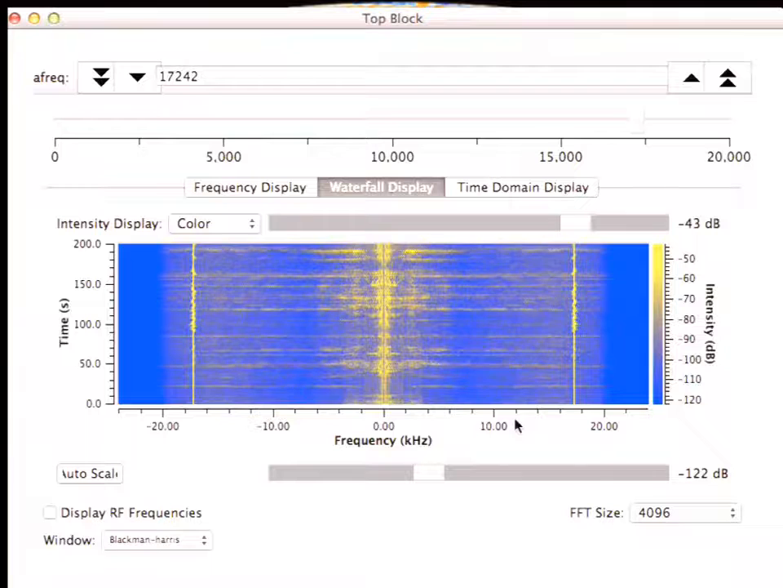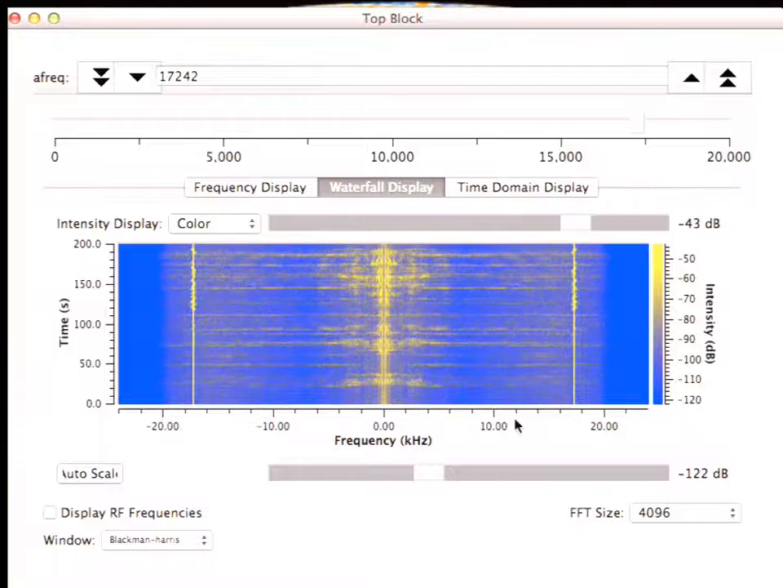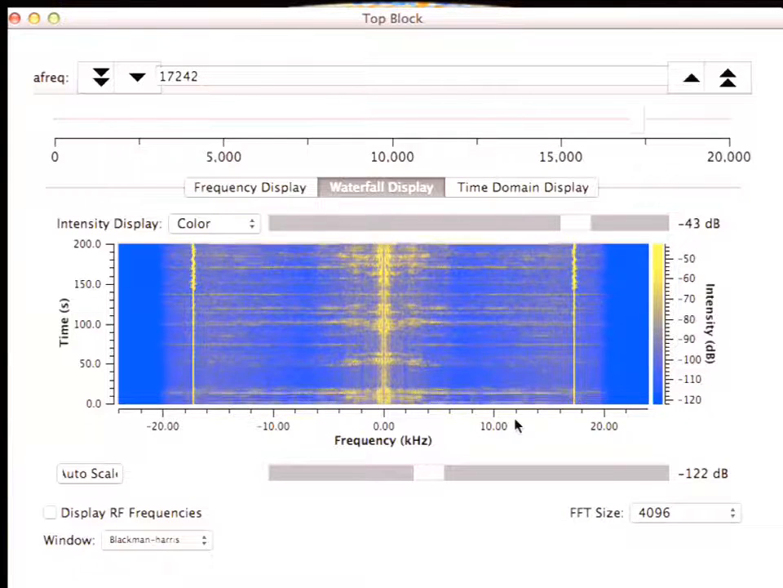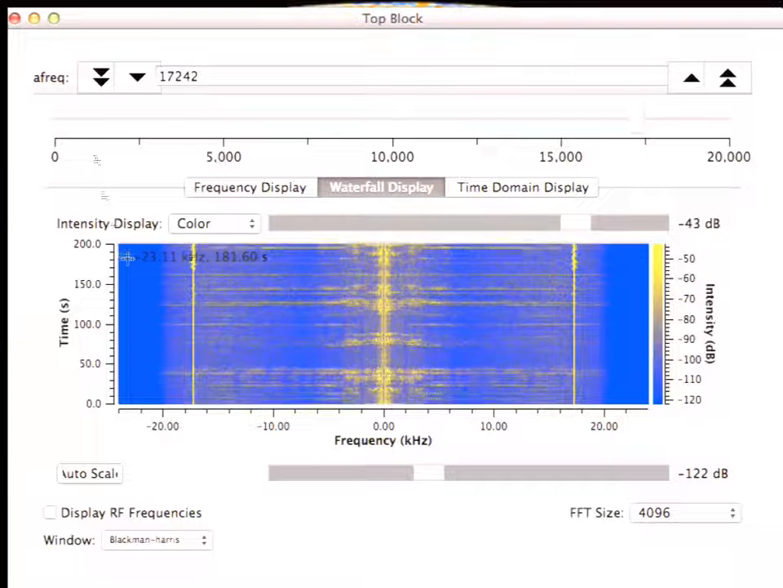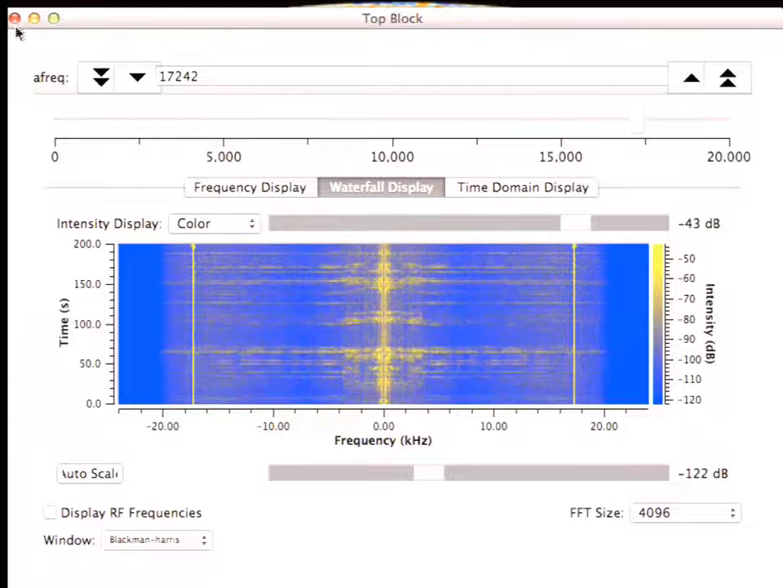Any questions? This is a really nice tool. I really recommend using this, just playing with this. The GNU Radio Companion in GNU Radio.